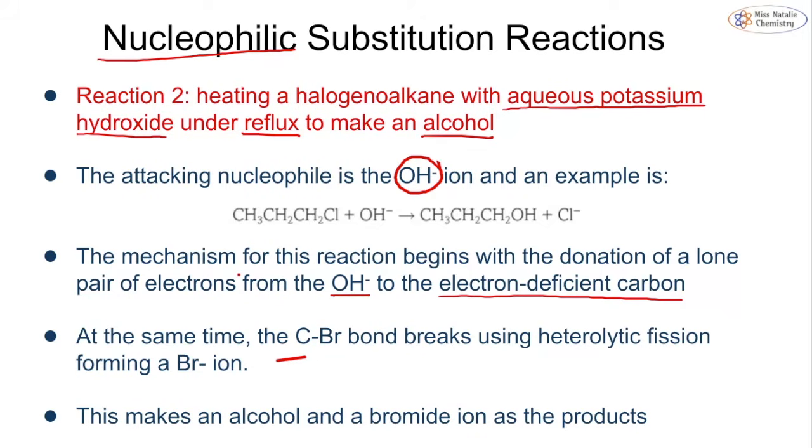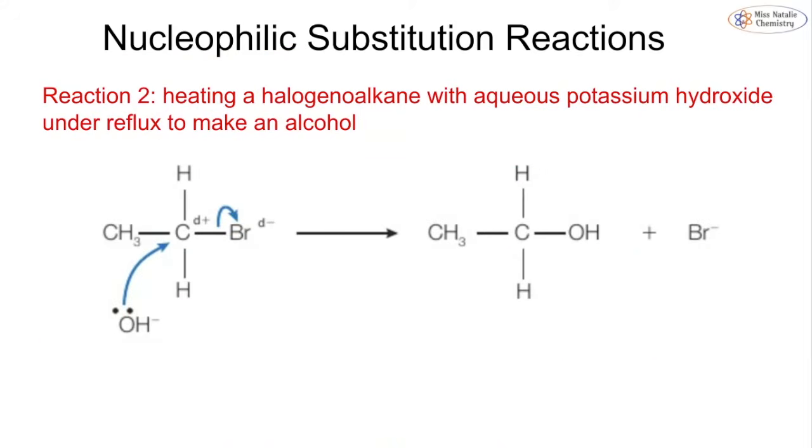At the same time as this happens, our carbon-bromine bond is going to break and we're going to have heterolytic fission, meaning that the electrons are going to go with one of the atoms, not with two of them. If the electrons are split between two, that's homolytic fission and we get free radicals. This time we're getting heterolytic fission because we're forming ions. And this is going to form an alcohol and a bromide ion as our products. So let's have a quick look at a mechanism for this.